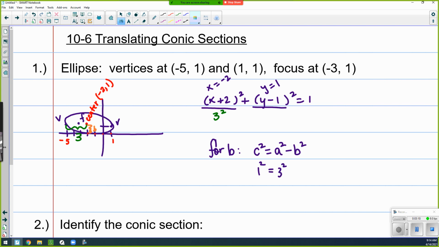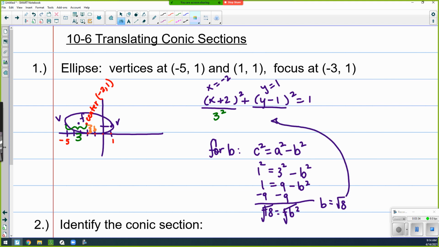a squared would be 3 squared, and then I don't know what b squared is. So let's solve this. 1 is equal to 9 minus b squared. I'm solving. I'm going to divide both sides by 1. I'm going to square root, and I'm going to square root. So b is equal to the square root of 8. Now, that was kind of a pointless exercise because b squared will just be 8, so I can just put an 8 there. Maybe I want to change this 3 squared to a 9. Okay, there we go. We have a translated ellipse. It's translated because the center is no longer the origin, 0, 0. Instead, we had to shift it to the left and up.